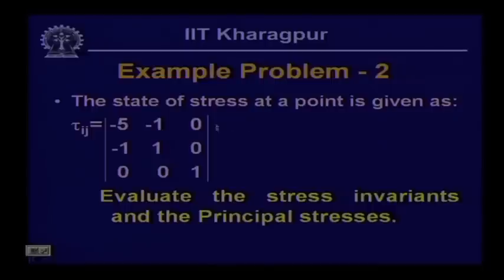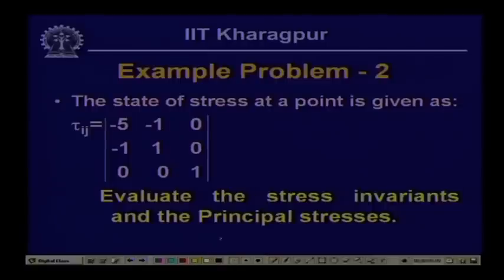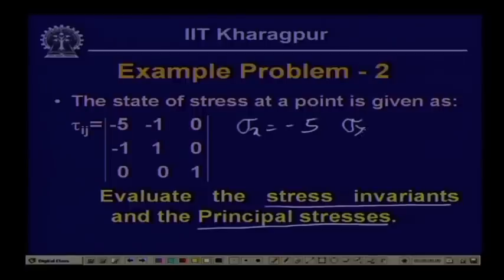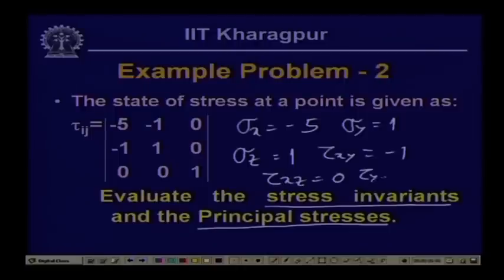Let us look into another example problem, wherein we are interested to evaluate the principal stresses and the stress invariants. We have learned today how to compute the principal stresses from the cubical equations and the stress invariant components. Now, the state of stress at a point is given by this stress tensor, where sigma x is equal to minus 5 unit, sigma y is equal to 1 unit, and sigma z is equal to 1 unit, and tau x y is equal to minus 1, tau x z is equal to 0, tau y z is equal to 0.